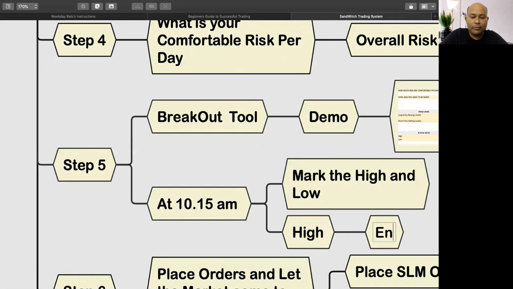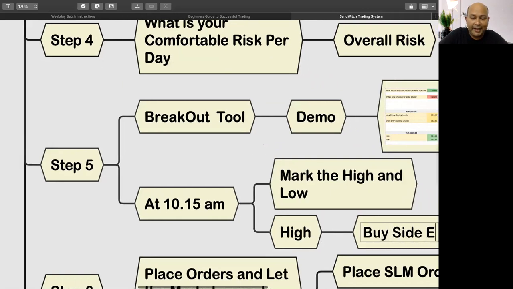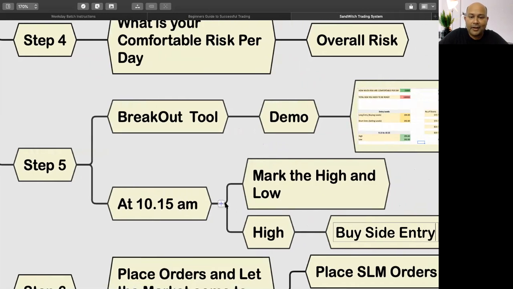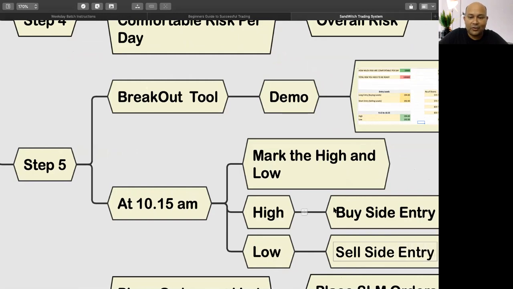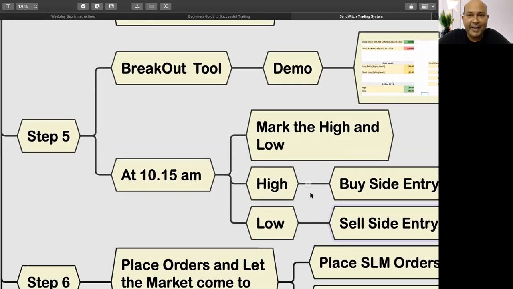Your high is going to be your buy side entry, and your low is going to be your sell side entry, but ignore this if you are just starting. Buy side entry and sell side entry, your high.